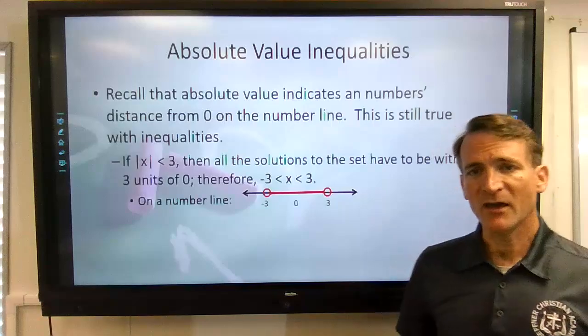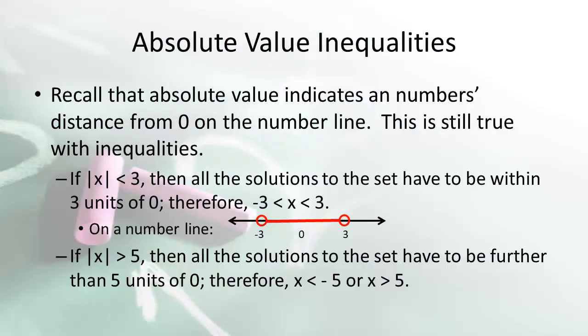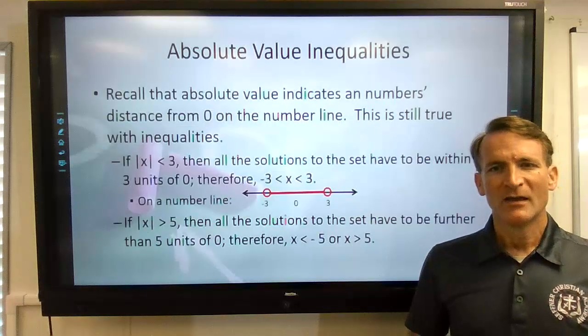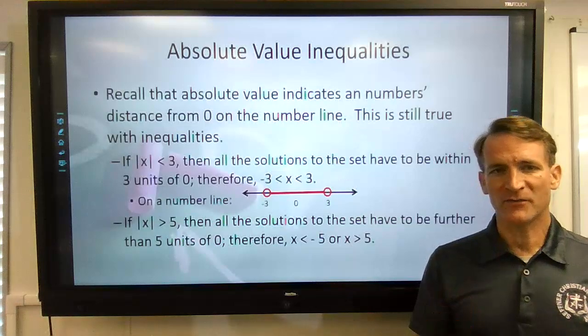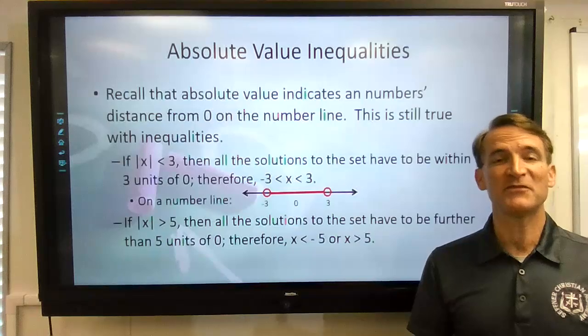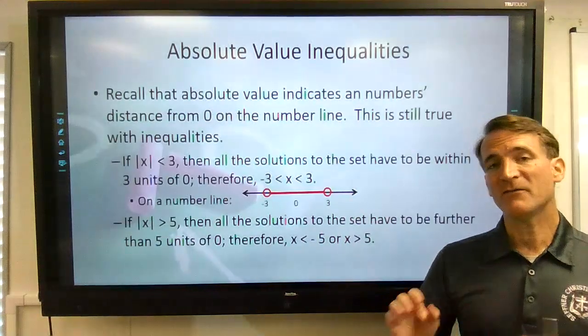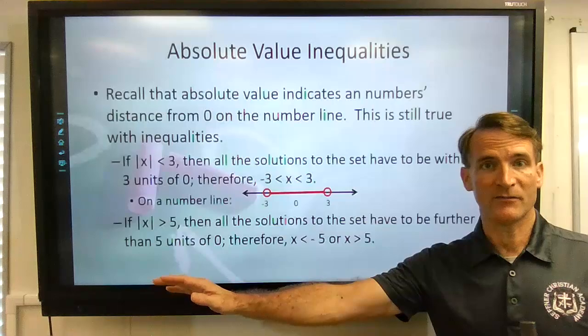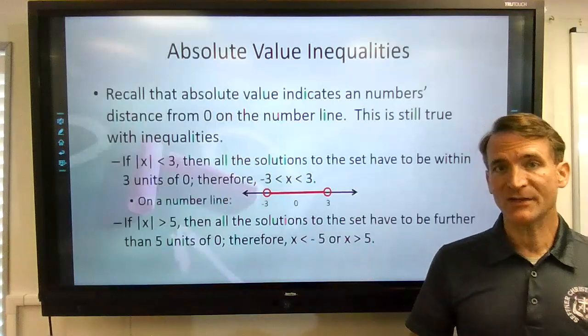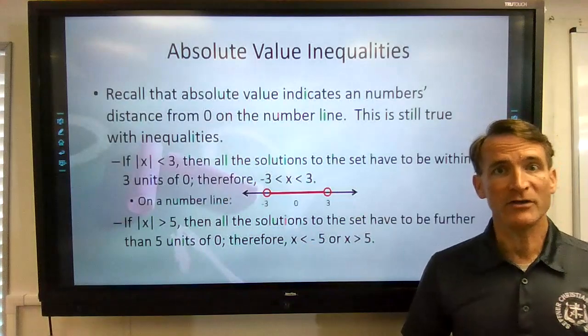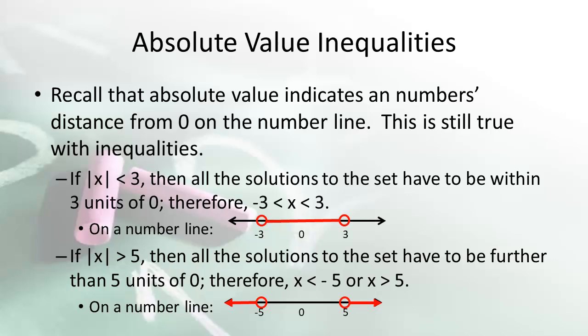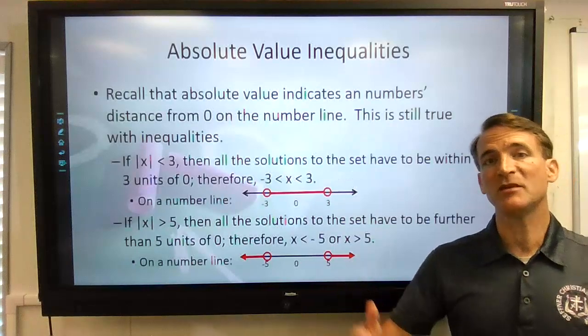What do you think would be the case for this one if we had the absolute value of x is greater than 5? I'll give you a moment to think about it and then we'll work it out. If the absolute value is greater than 5, then all of my values have to be further away from 0 than 5 units, which means I have values that are less than -5 or greater than +5. When we graph it on a number line, it should look something like this. So we can't have values between -5 and +5. They have to be beyond that.